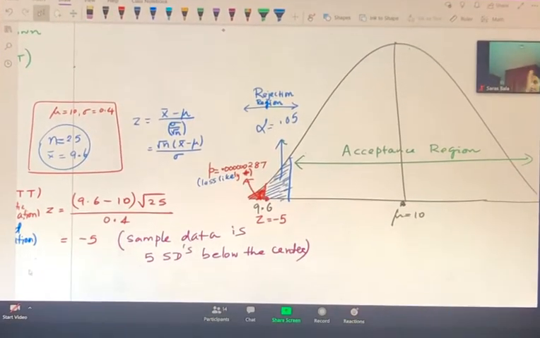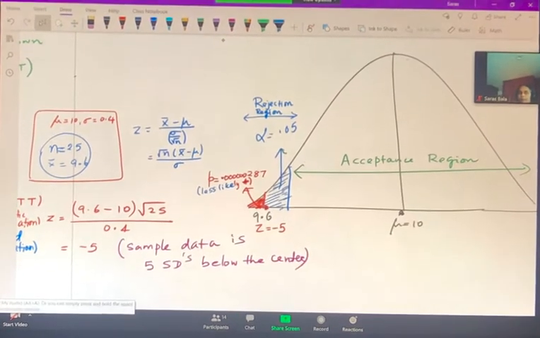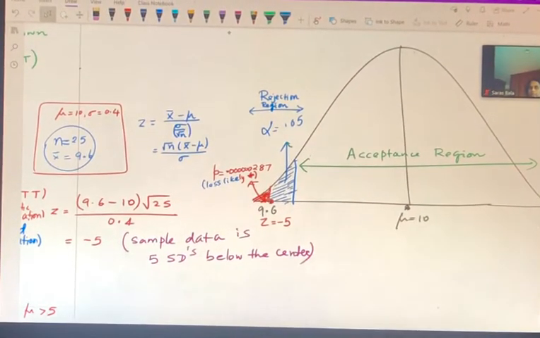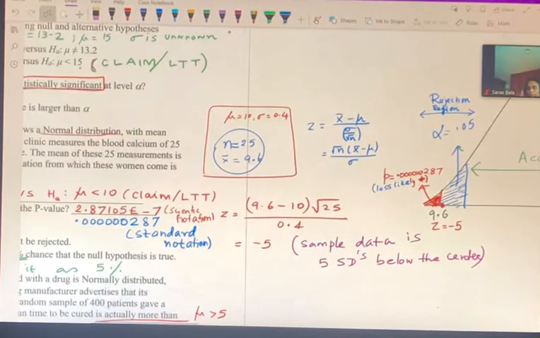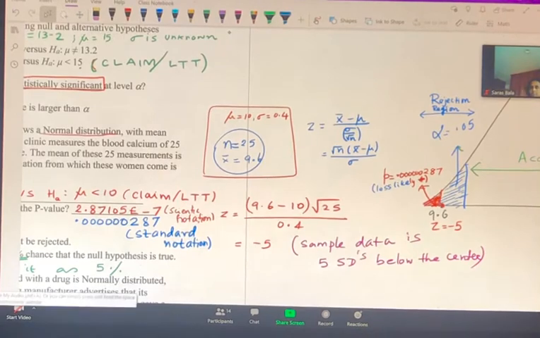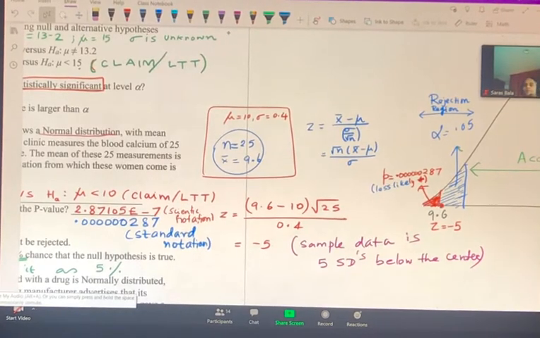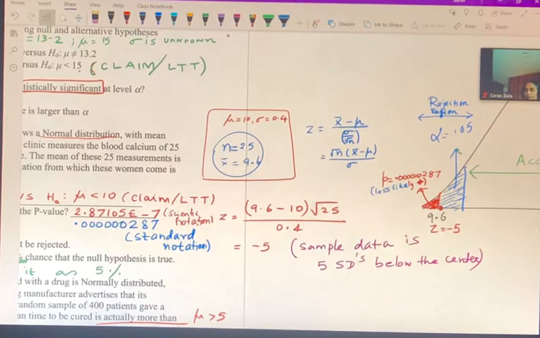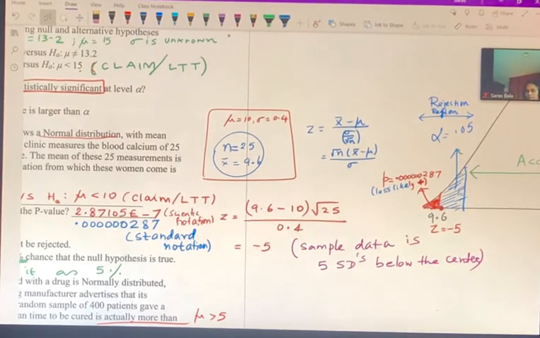Again, I'm telling you, you have to understand the significance of the z-score: how the sample data or numerical value gives you the z-score. It is 5 standard deviations below the center. By looking at your number, it is just about 0.4 below the center, the mu value, but in terms of the z-score, there is a big difference.